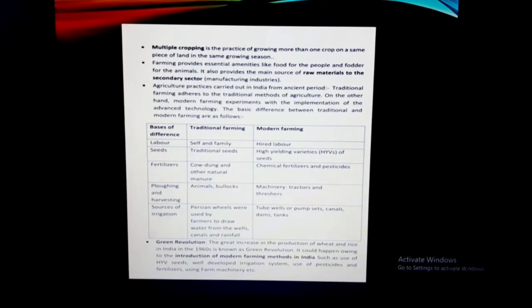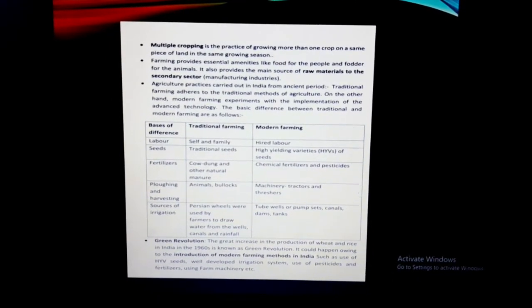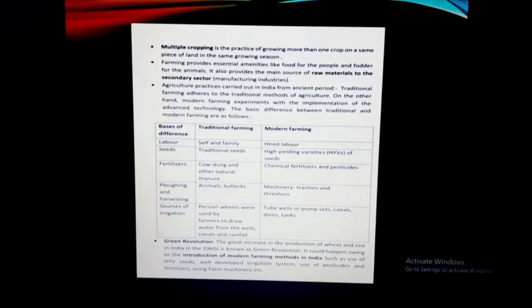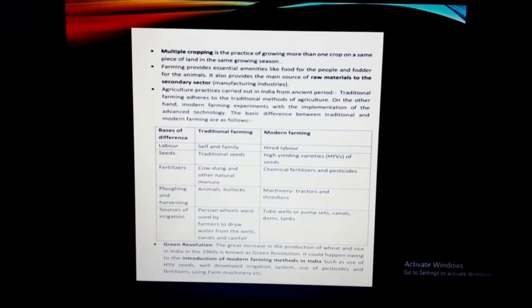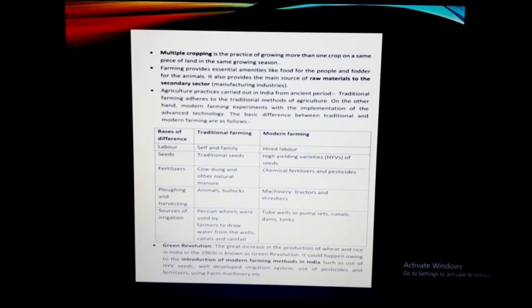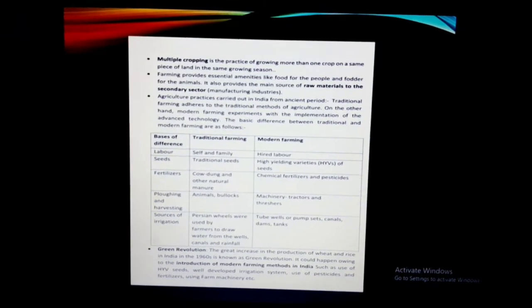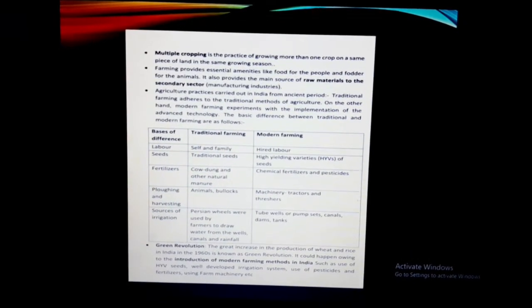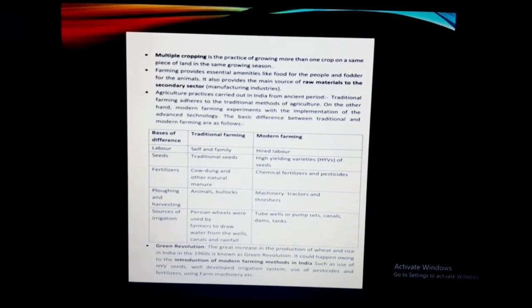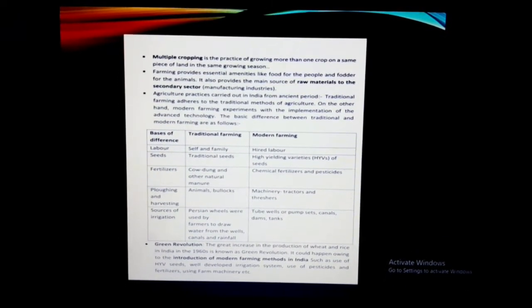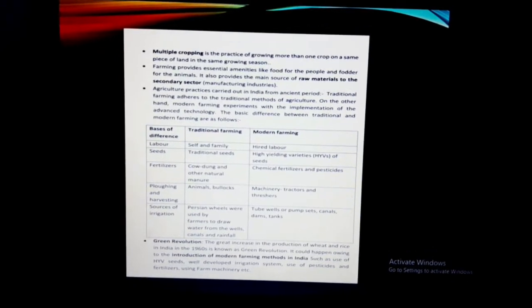For sources of irrigation, Persian wheels were used by farmers to draw water from wells, canals, and rainfall. We have also heard about rainwater harvesting, which was also done in traditional farming. But nowadays, tube wells or pump sets, canals, dams, and tanks, just because of electricity, we use in modern farming methods. Now, what is the Green Revolution?